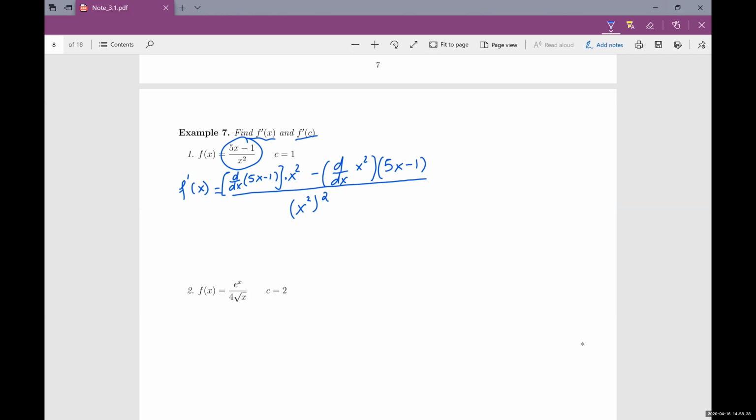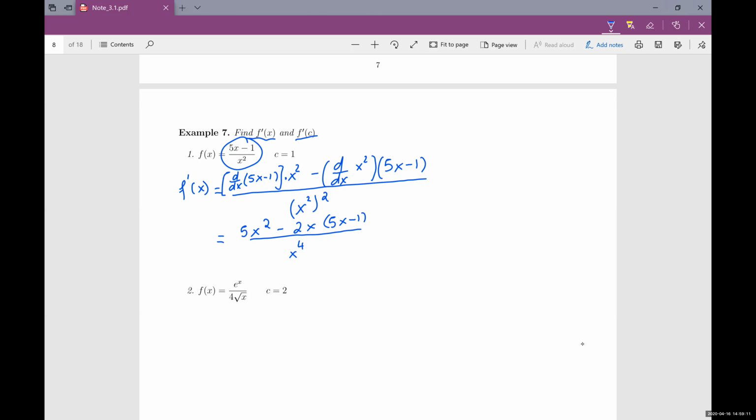Okay. So then the derivative of 5x minus 1, now you can use the constant multiple rule and the power rule to take it as 5, and the derivative of 1 is 0. So the answer for this part is just 5, multiplied by x squared, which is the bottom function, minus the derivative of x squared, which is 2x, times 5x minus 1 in parentheses, divided by x squared squared, which is x to the 4th.